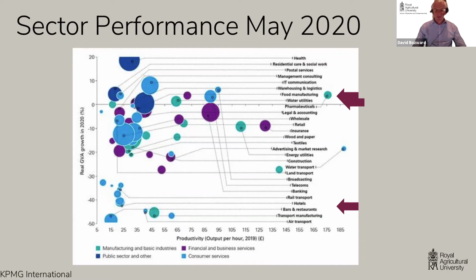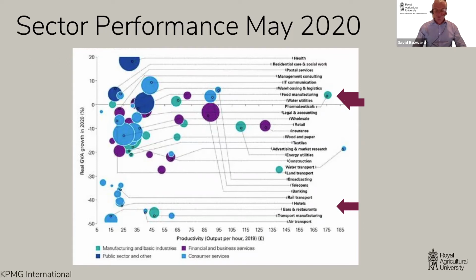So here you can see a whole series of sectors really from May 2020. And as you can see here, certain sectors over this financial year or the last year have really suffered due to COVID-19. Whereas other sectors have really increased. So what you can see there is health has really increased. And you can see others such as bars and restaurants and hotels really decreased.